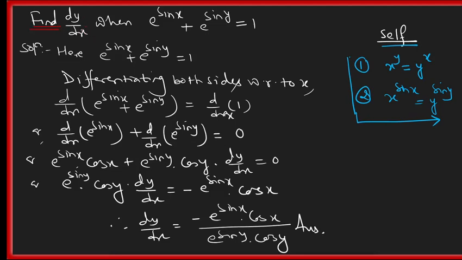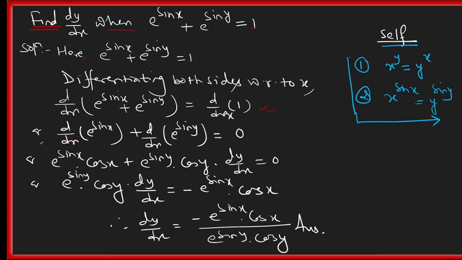Here also we have to find dy by dx when e to the power sin x plus e to the power sin y equal to 1. This is given. So let's take from here e to the power sin x plus e to the power sin y equal to 1. Differentiating both sides with respect to x.